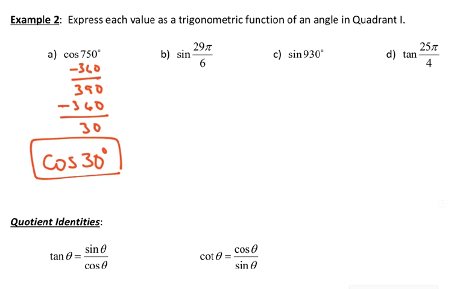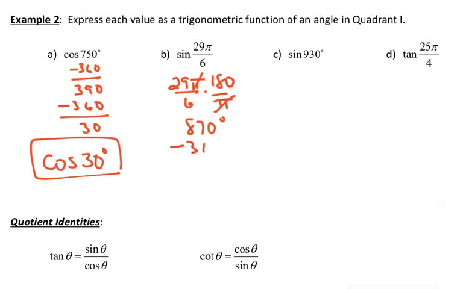In B, we're dealing in radians, but you may not like that. So in order to change that to degrees so that you can use it a little easier, you change radians into degrees by multiplying by 180 over pi, and the pi's cancel. So you're doing 29 times 180 divided by 6, which is 870.